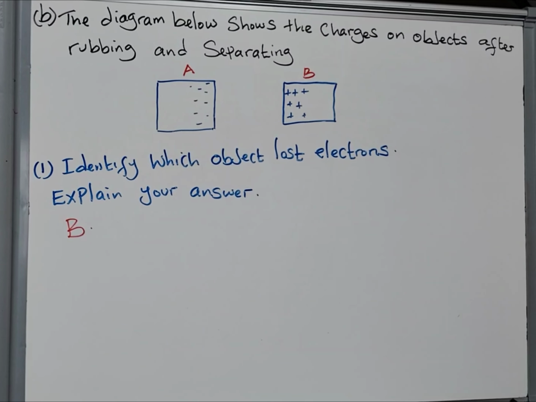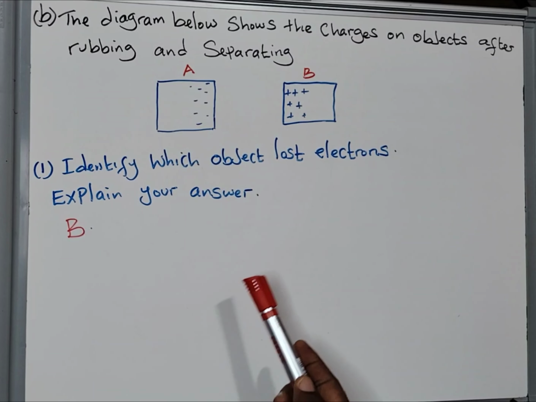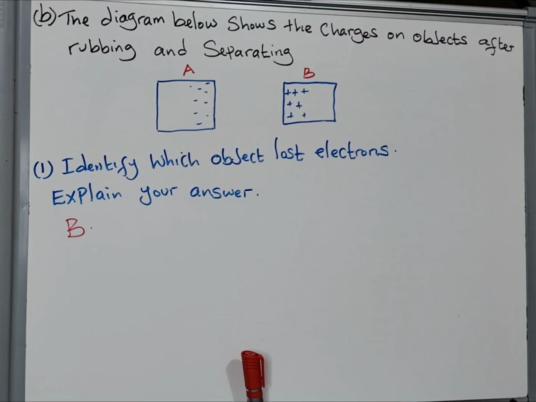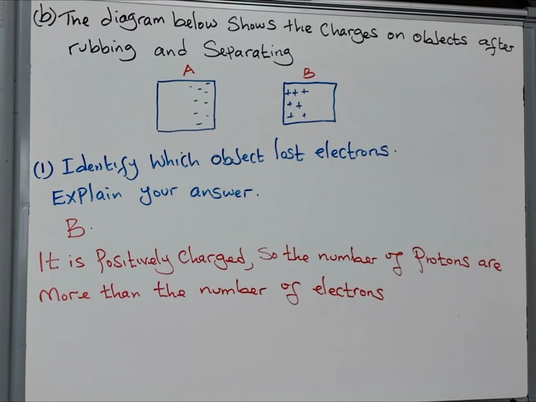Okay. Why? What's the explanation for that? The explanation is that B is positively charged, meaning that the number of protons is more than the number of electrons. So that's the evidence that electrons were taken out. The number of protons is more than the number of electrons.